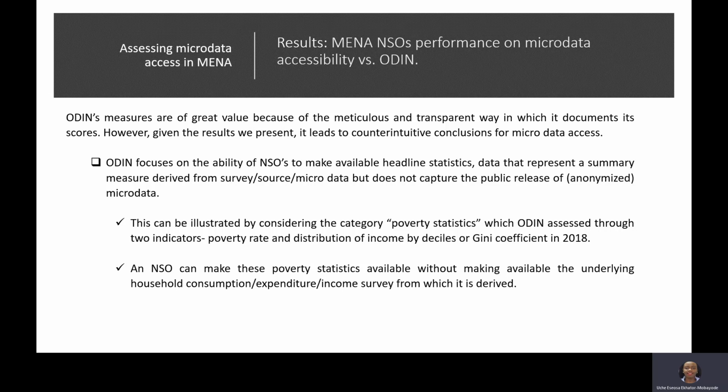So this can be illustrated if you look at the poverty statistics category of ODIN, where ODIN assesses poverty rates and distribution of income by deciles or Gini coefficient. A country like Oman, for example, got a perfect score on the ODIN. However, the underlying data that was used to calculate that statistics was outdated. Now, it's possible that an NSO would make poverty statistics available without making the underlying household or consumption survey available. So hence the country will do well on the ODIN, but not do well on microdata access.